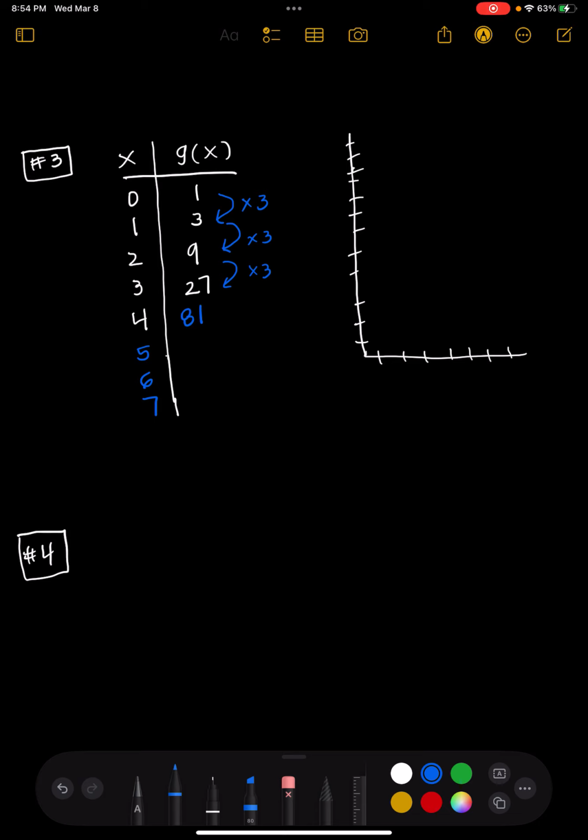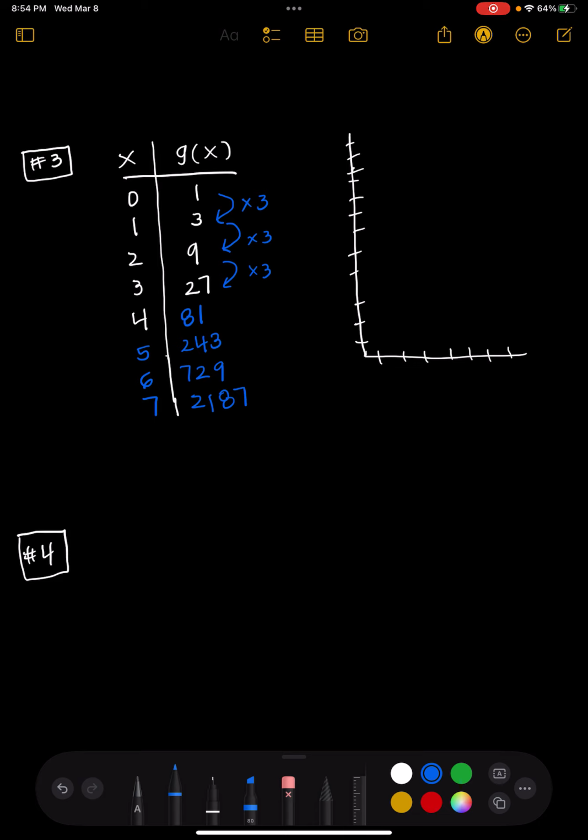And then I know that the rest of your x table isn't filled out. We're just going to continue to go up by 1, so like 5, 6, and 7. And then I can continue to multiply by 3. So now I'm going to do 81 times 3, which would give me 243. 243 times 3, which gives me 729. And then 729 times 3, which gives me 2,187. So obviously it got really big really fast. And that's another marker of exponential equations, is that they get either really big really fast or really small really fast.